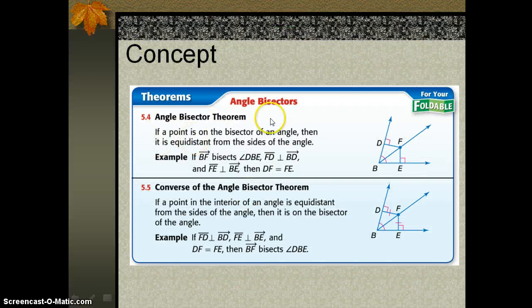So the angle bisector theorem is: if point F is on the angle bisector, I know it's an angle bisector because it's splitting this angle into two equal halves, then it is equidistant from the sides of the angle. So that means that FD and FE would have to be congruent. The converse says if a point in the interior of an angle is equidistant from the sides of the angle, then it's on the bisector of the angle. So since point F is equidistant from both sides of the angle, I can say that it's on the angle bisector.